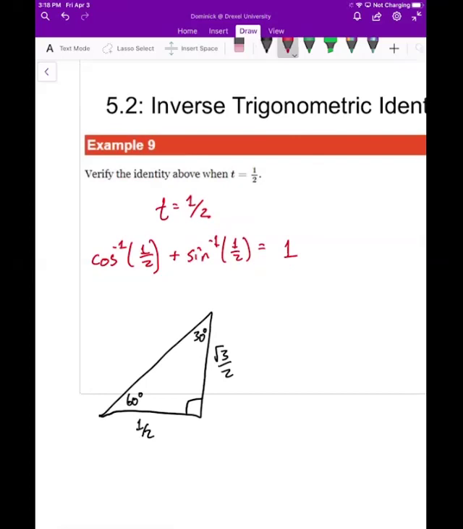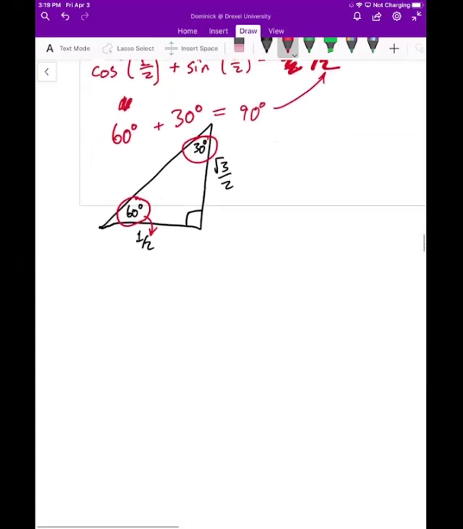All right. Well, what's an angle whose cosine is 1/2? Well, cosine means adjacent side. So this is a 60-degree angle here. What's an angle whose sine is 1/2? Well, that's the 30 degrees. And of course, if I add 60 and 30, I get 90 degrees, which of course is pi over 2. All right, so that's how we can verify that identity.